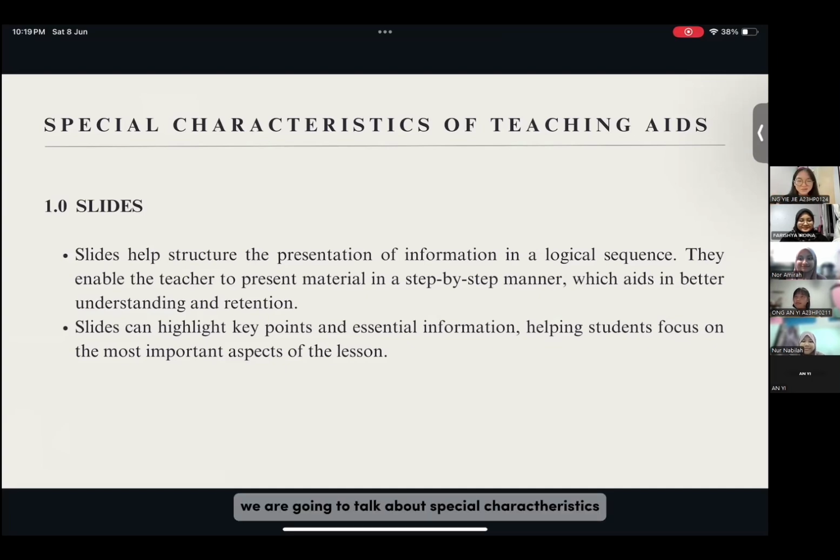Now we are going to talk about the special characteristics of teaching aids in our Google Classroom. First, we have slides. Slides help structure the presentation of information in a logical sequence. They enable the teacher to present material step by step, which aids better understanding and retention. Slides can incorporate various visual aids, such as diagrams, charts, images, and videos. These visuals can simplify complex concepts and make them more understandable. Slides can also highlight key points and essential information, helping students focus on the most important aspects of the lesson.